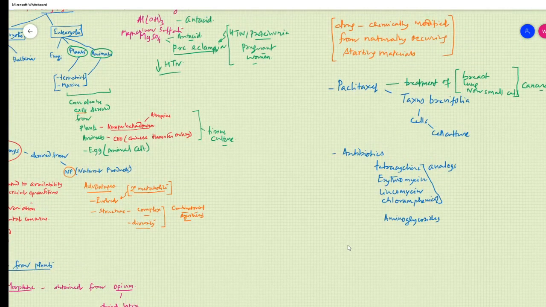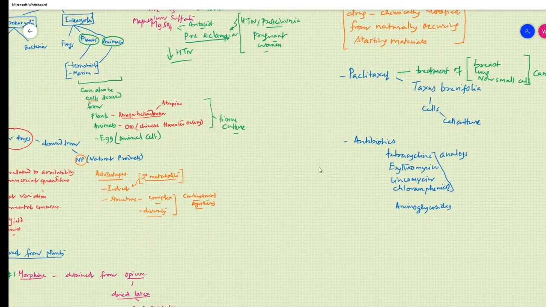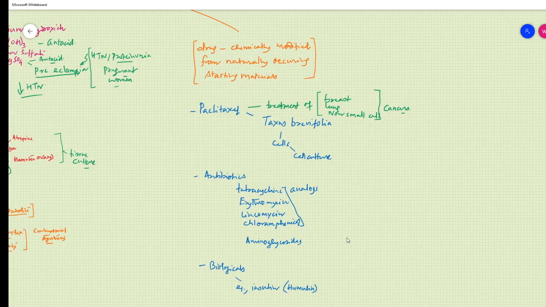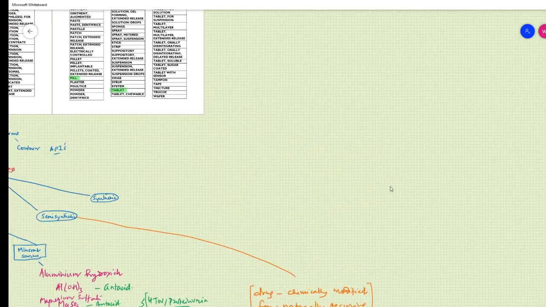So the other semi-synthetically derived drugs are basically biologicals. The example that is very common. Biologicals are basically drugs which are derived from biotechnological sources. The definition, as I said, just hold on to that thought, we'll come back to it. So an example would be insulin, specifically humulin, human insulin. That is again a semi-synthetic process. So we'll come to synthetic drugs.